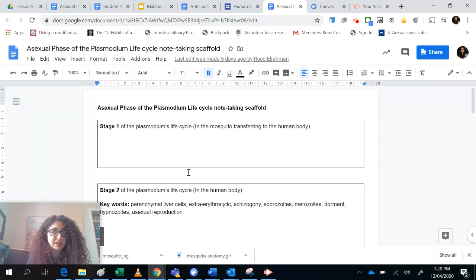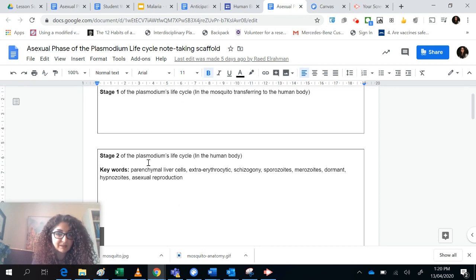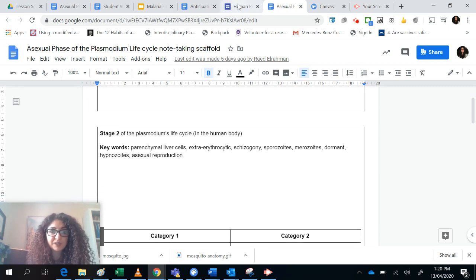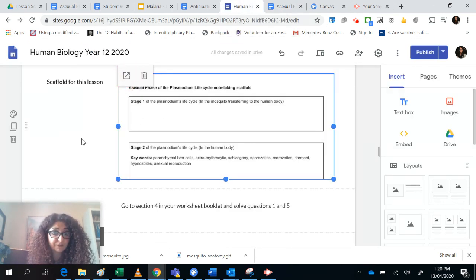mosquito's salivary glands. Now, what I'm going to do for you is write up some notes in this scaffold as well, and I'll put that up right next to this one, and that way once you finish the lesson, you can go and look at the notes that I've put up for you there. I'll endeavour to type these up so that you don't have to try to analyse my handwriting. And I think that's pretty much it for this particular lesson.